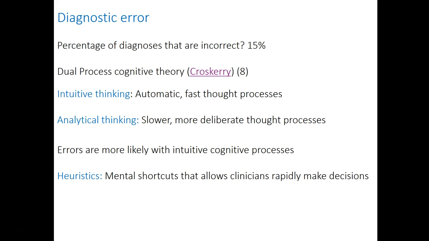Effectively, the dual process theory looks at the interplay between intuitive thinking, which is automatic, seductive and fast, and analytical thinking, which is slower, boring and more deliberate. However, errors are more likely with intuitive thinking. Also, a mention of heuristics. This is important in how doctors make diagnoses. These are mental shortcuts that allow us to rapidly make decisions. Let's look at these in detail now.